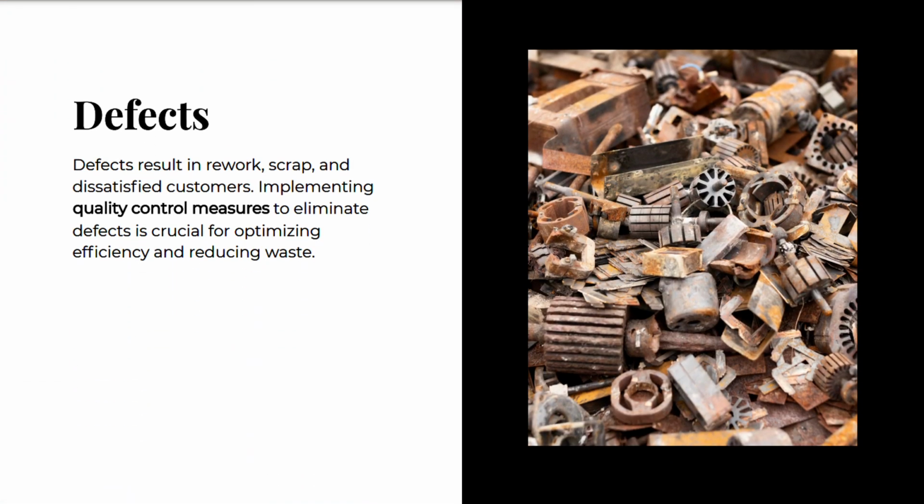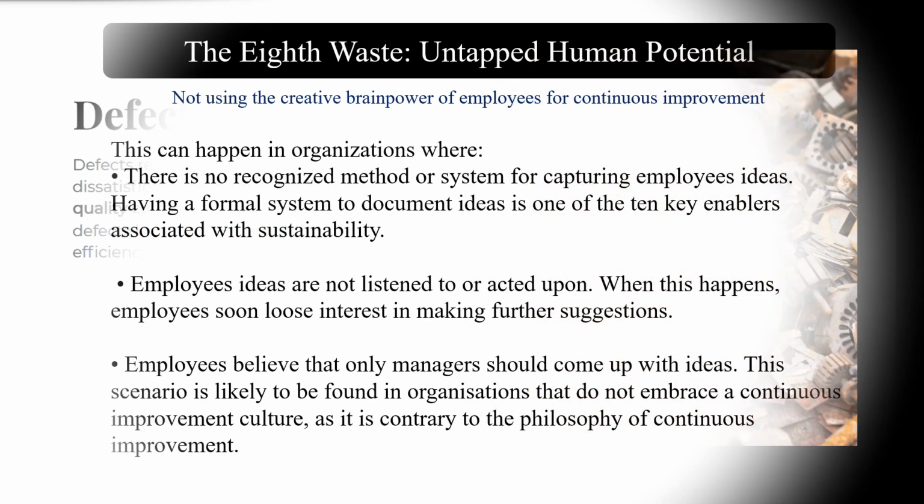And the last waste is defects. Yes, defects result in rework, scrap, and dissatisfied customers. It is a very universal truth. If there are more defects, it will definitely lead to more rework, more scrap, and ultimately it will result in dissatisfaction. So implementing quality control measures to eliminate defects is a very important aspect for optimizing the efficiency and basically reducing the waste. So these are the 7 prominent wastes for lean manufacturing.